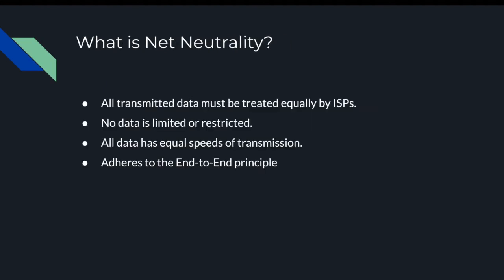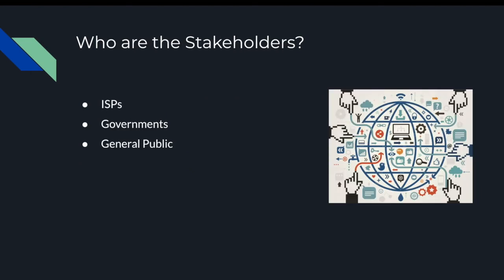So what is net neutrality? It's the idea that all transmitted data must be treated equally by ISPs. No data is limited or restricted. All data has equal speeds of transmission, and this completely adheres to the end-to-end principle. Who are the stakeholders for this? There are the ISPs, governments, and the general public.